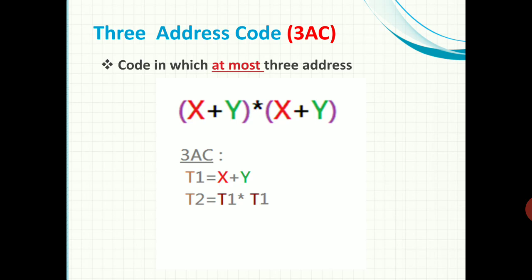So finally we get t2 equals t1 star t1, in temporary variable t2. It also contains three references or three addresses: t2, t1 and t1. So in this way we convert the code into three-address code. This is one of the important representations. We will see the different representations of three-address code in upcoming sessions.